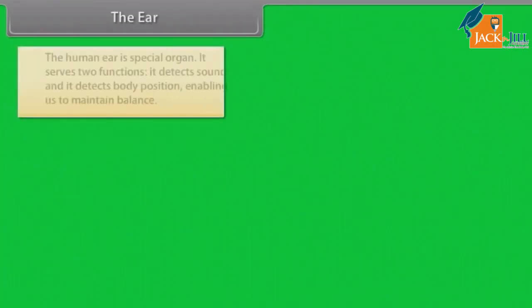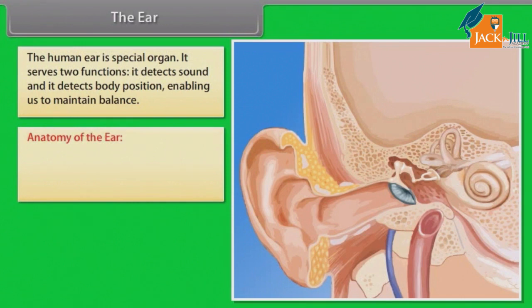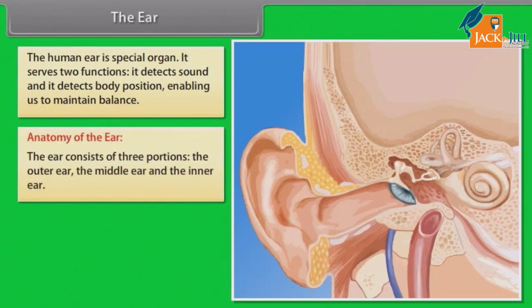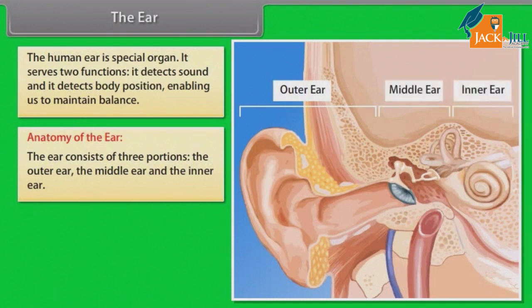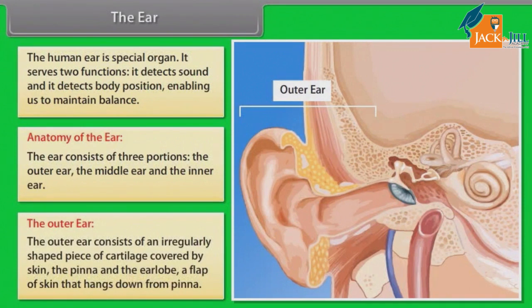The ear. The human ear is a special organ. It serves two functions. It detects sound and it detects body position, enabling us to maintain balance. Anatomy of the ear. The ear consists of three portions: the outer ear, the middle ear, and the inner ear. The outer ear consists of an irregularly shaped piece of cartilage covered by skin, the pinna, and the earlobe, a flap of skin that hangs down from the pinna.